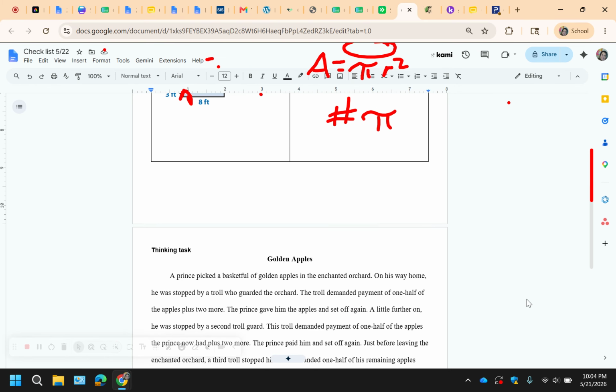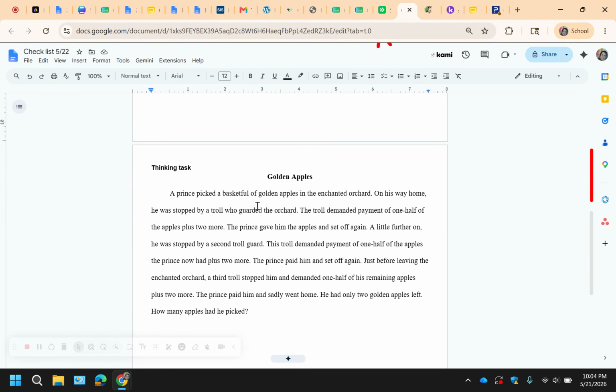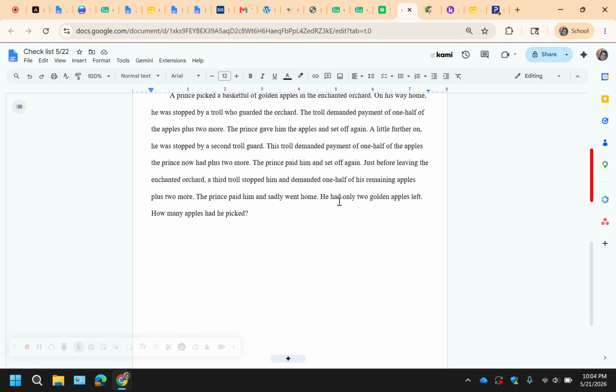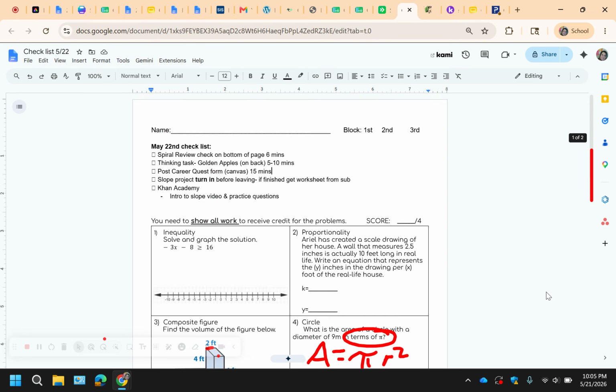There we go. So for your thinking task, you have the golden apples, kind of a word problem. This is one that when I worked it out myself, I kind of worked backwards. I started with what he had and figured out what he would have before going into the third roll, then to the second, and then I double checked it, working through to see if that number actually worked. So that's some tips for that one. Once you're done with that, you can turn the paper in.